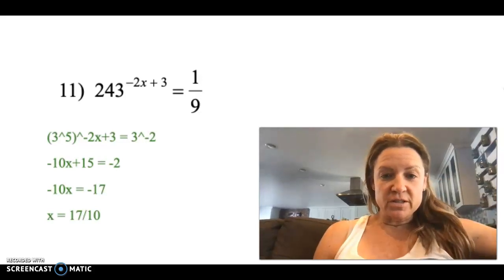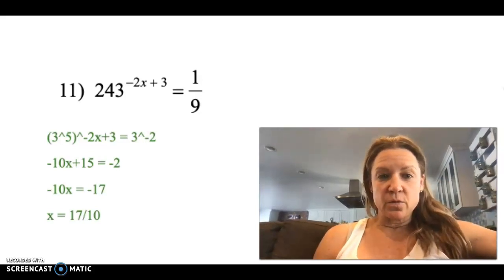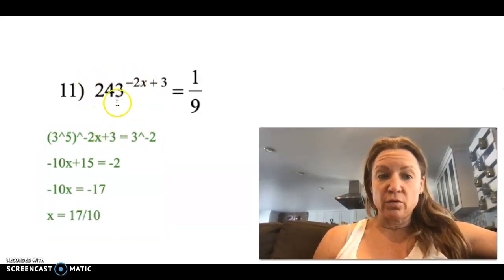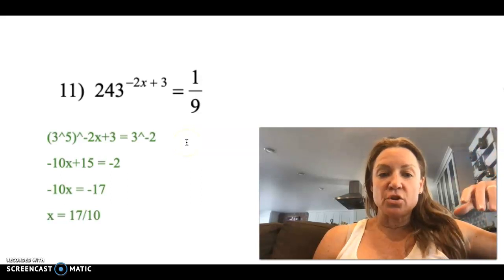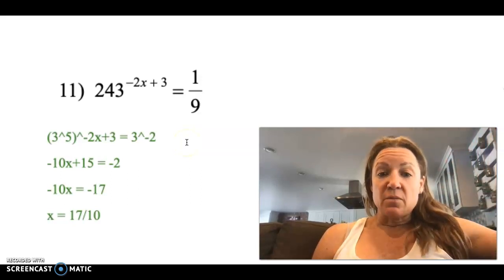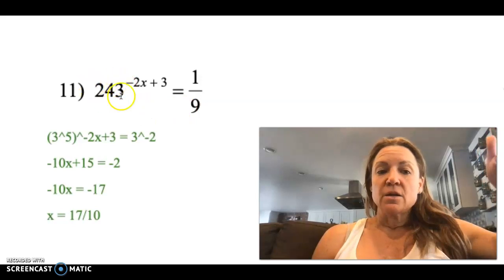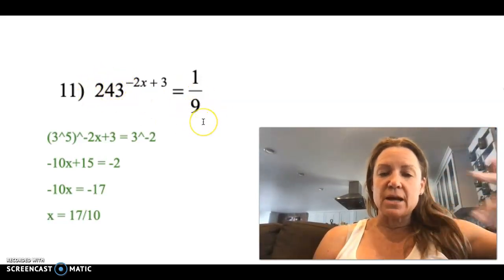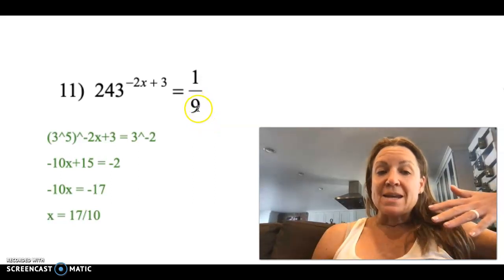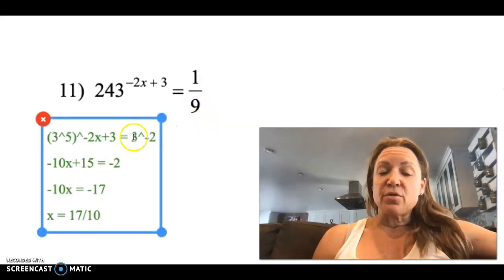This is worksheet 46 for pre-calculus, and we need to solve for x. With a base of 243 and a base of 9, you have to think of a way to rewrite each of those with the same base. And 243 is a little high, so instead of looking at that, I looked at the 9, and I can rewrite 9 with a base of 3.